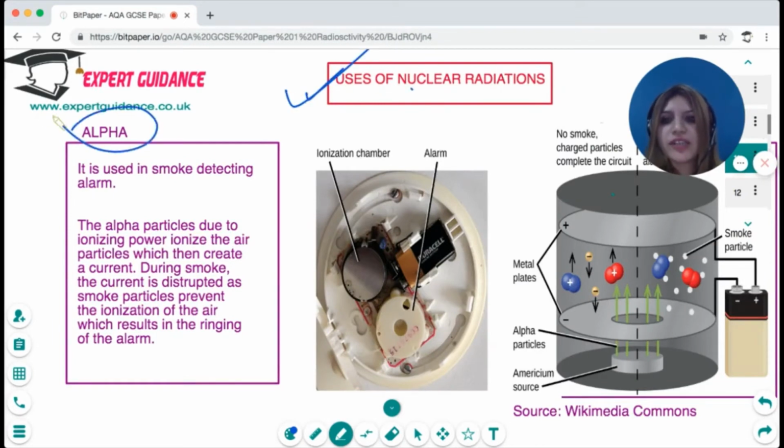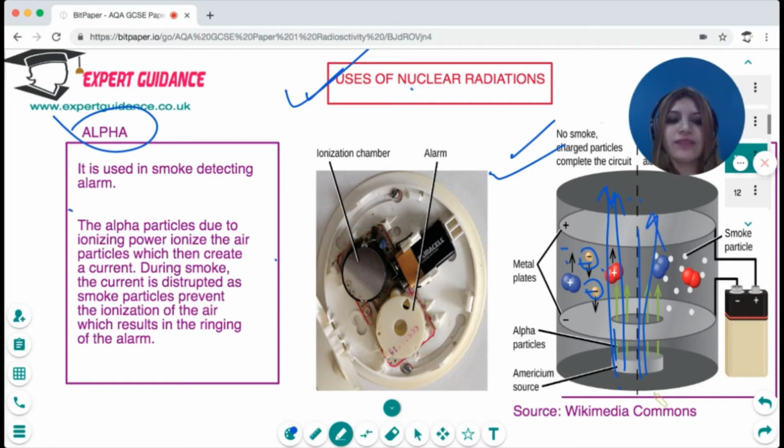Now alpha is used in smoke detecting alarms. Why? How? Now these are alpha particles. You know alpha particles are highly ionizing. Ionizing means they can make anything charged by knocking off the electron. So all the air particles around it become charged because of the ionizing power of the alpha, and there's a current being constituted in the room because of the ionization of the air particles by the alpha particles.